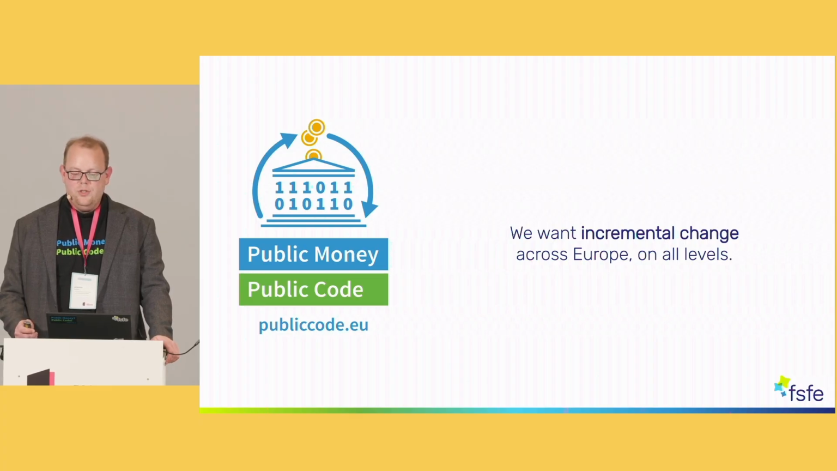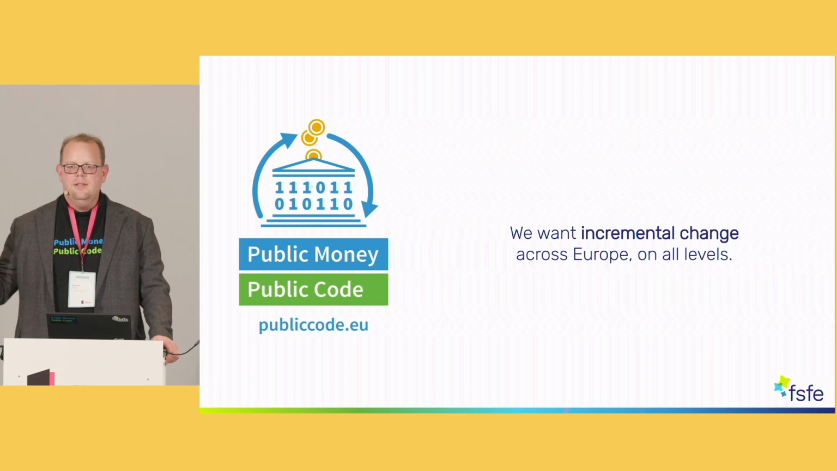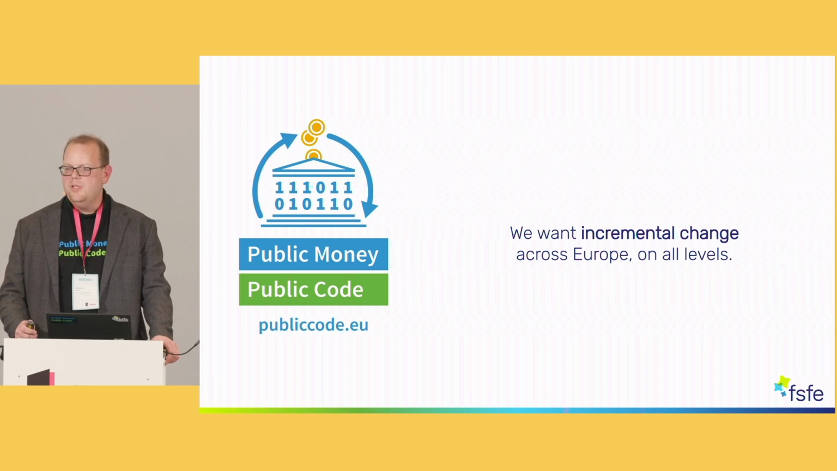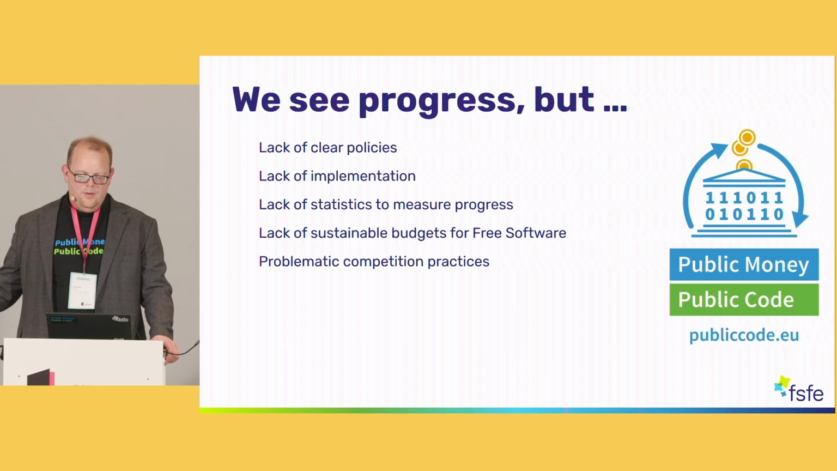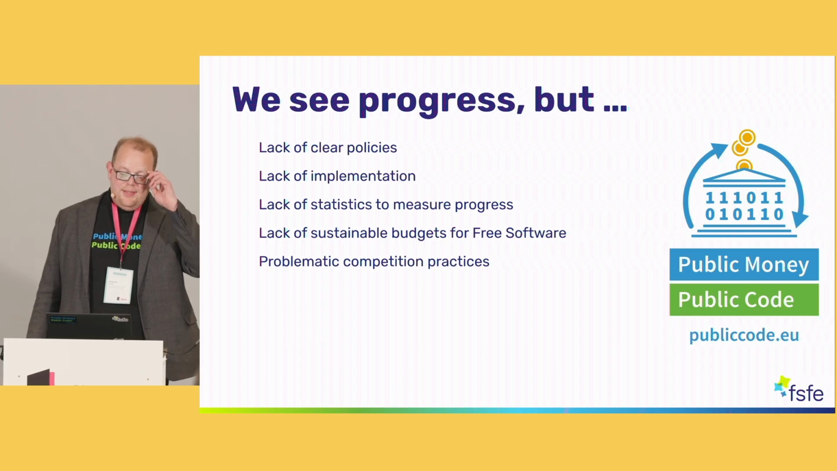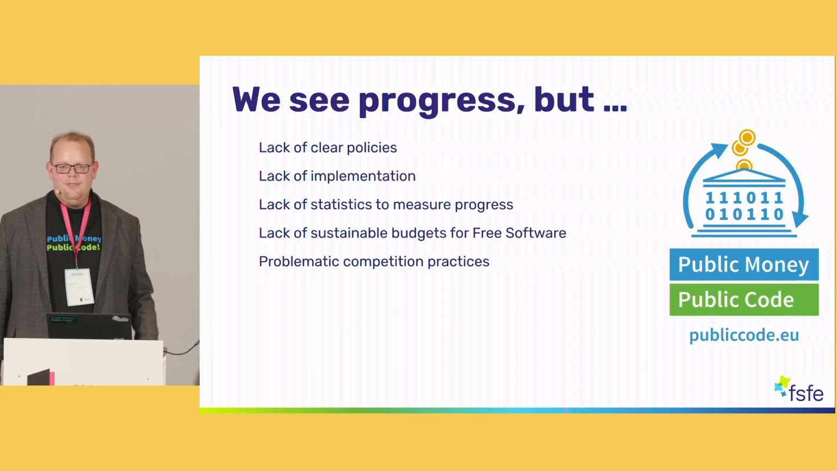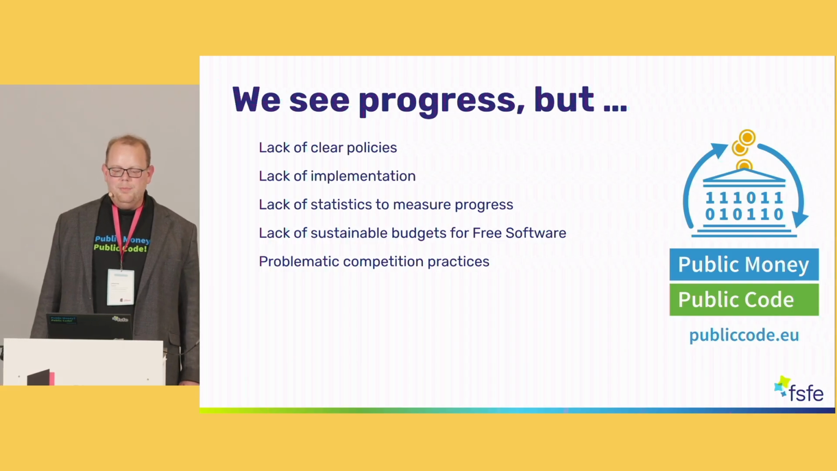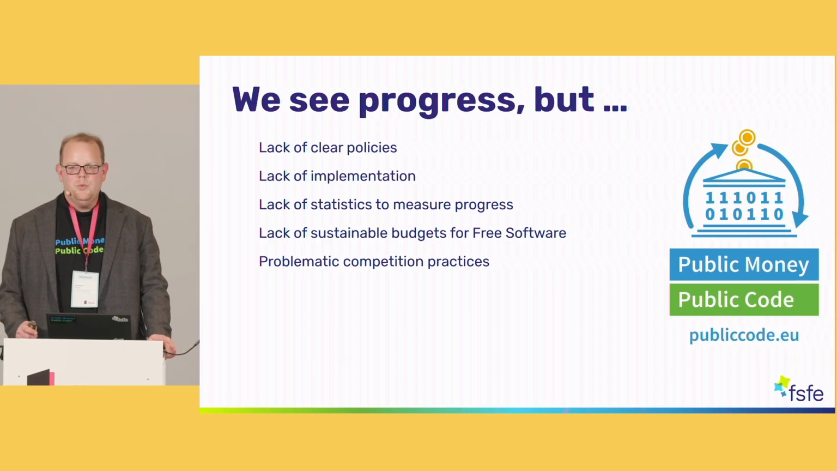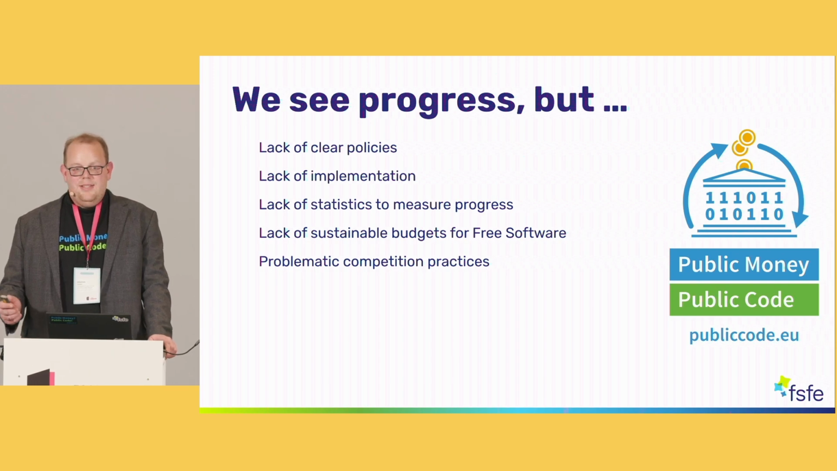We need incremental change across Europe on all levels: European level, state level, also in municipalities everywhere. We see progress, but at the same time we see some problems. There's a lack of clear policies for Public Money, Public Code. Where we have policies or strategies in place, there's often a lack of implementation, probably because of loopholes in those policies. We have a lack of statistics to measure progress. This is really a problem because sometimes we cannot tell whether we are moving forward at the right pace. And there is, as the last talk was about, a lack of sustainable budgets for free software.